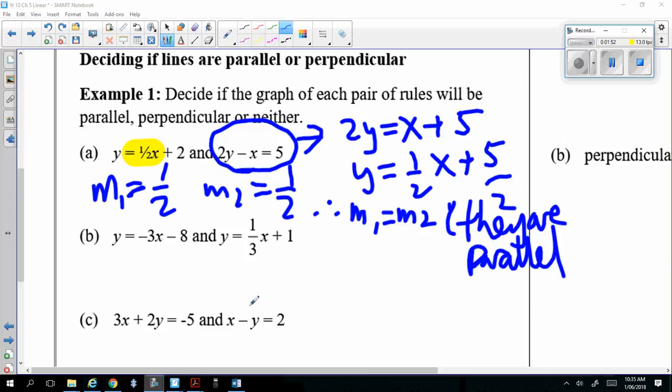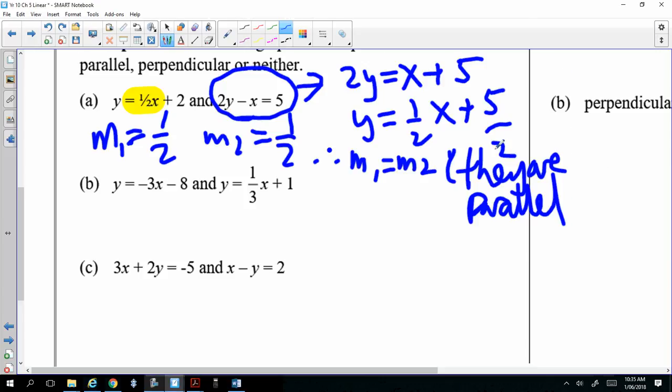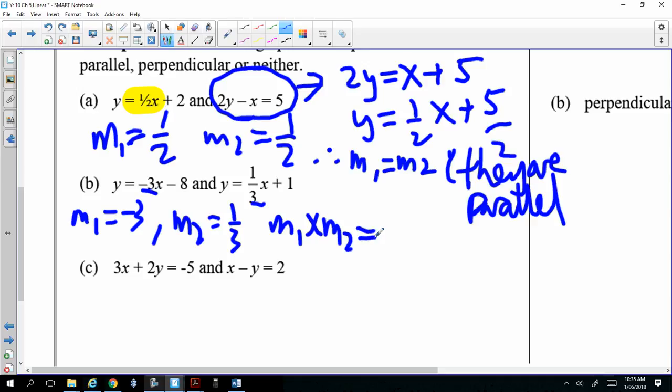I'll try the next one. Next question. Next one's a bit easier. You just write m1 equal to -3. m2 equals a third. And they're not equal, and you just check. What if you multiply them? Do you get -1? If you do, that means they must be perpendicular. And you get -1, isn't it? You can use your calculator or you do it by hand, -1. So you write, therefore, two lines are perpendicular.